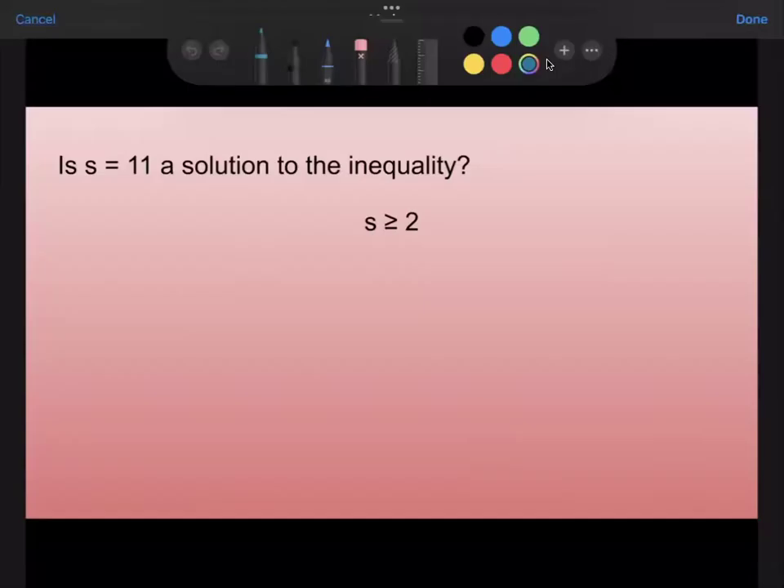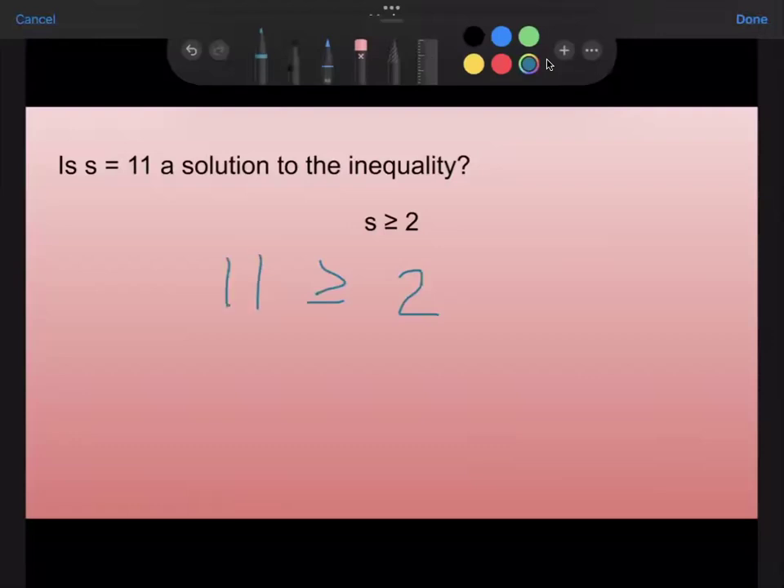Okay, here is our first one. We're going to figure out if S could be equal to 11. Would this be a possible solution to this inequality? So here's what we're going to do. We're going to take the inequality we've been given, which is S is greater than or equal to 2, and we're going to replace the S with the 11 using substitution. So I'm going to take out the S and put in 11.